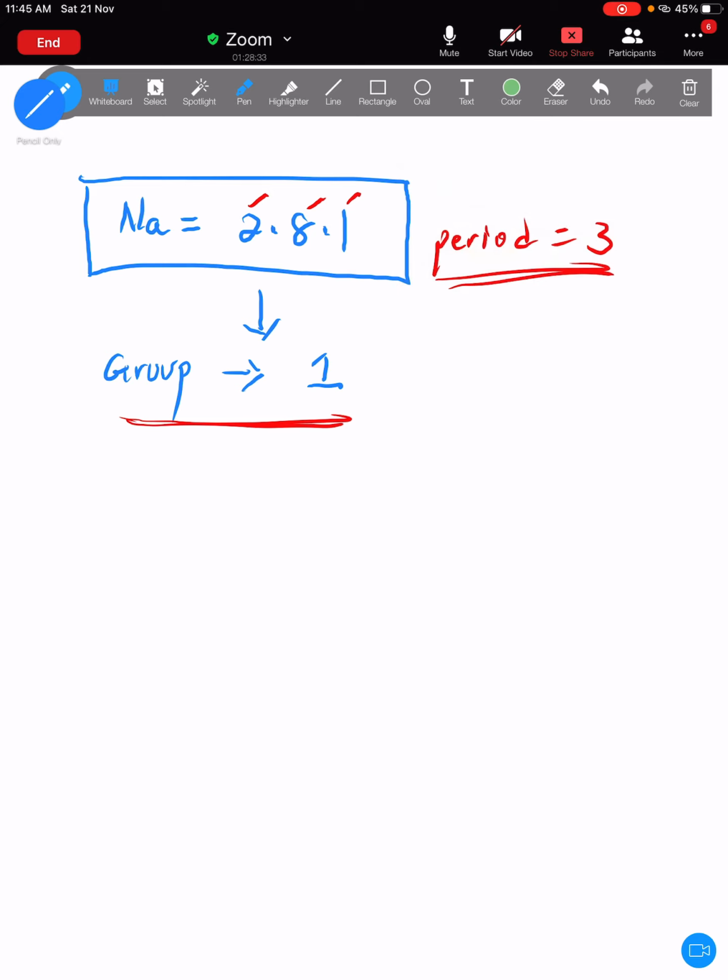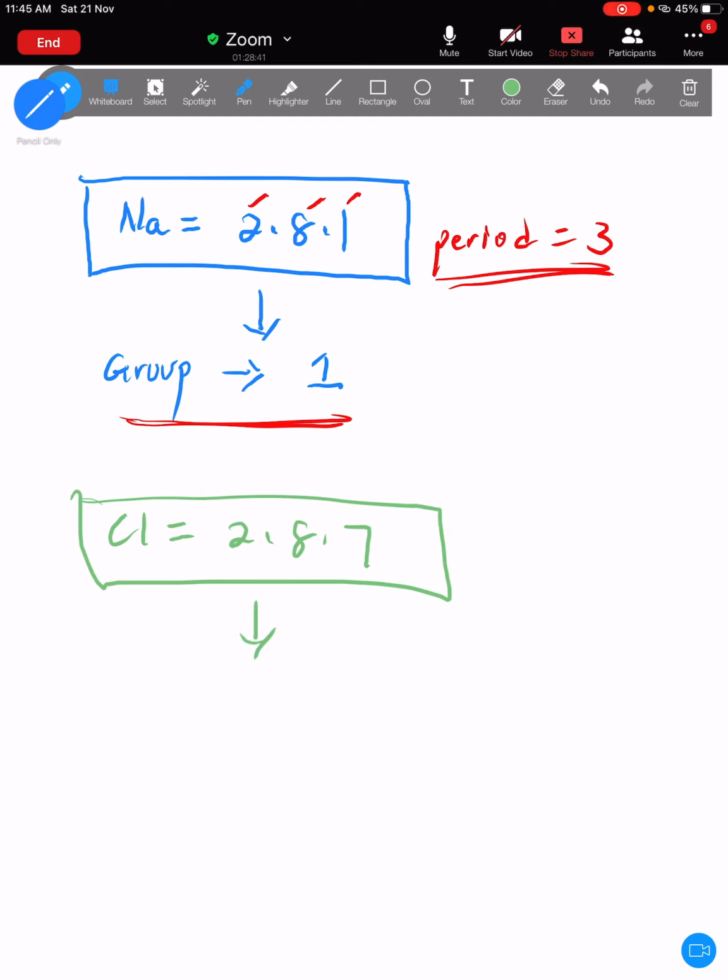Okay, another example, chlorine. 2, 8, 7. By just looking at this electron arrangement, I know this belongs to group 17 and period 3, the third period as well.